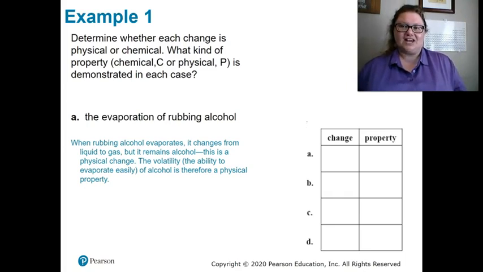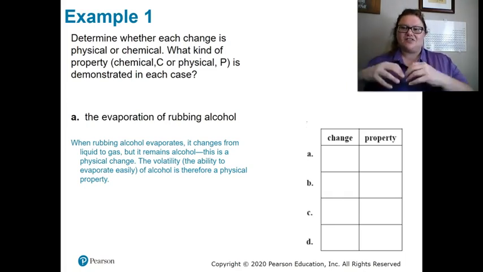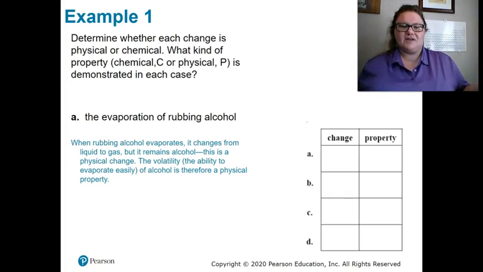So this is a physical change. It didn't disappear, it's just now in the air of the room that you're in. So this would be a physical property. The actual change of it going from liquid to gas is a physical change because I kept the same molecule. It's still rubbing alcohol. It's just floating around in the air.